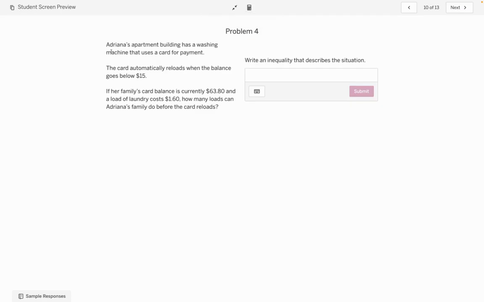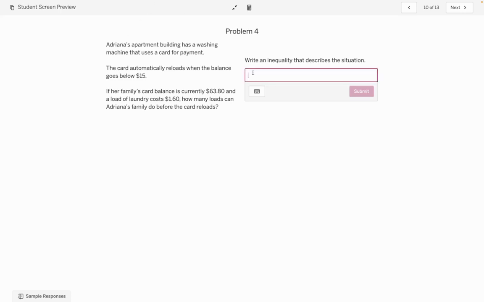So Adriana's apartment building has a washing machine that uses a card for payment. The card automatically reloads when the balance goes below $15. If her family's card balance is currently $63.80 and a load of laundry costs $1.60, how many loads of laundry can Adriana's family do before the card reloads?